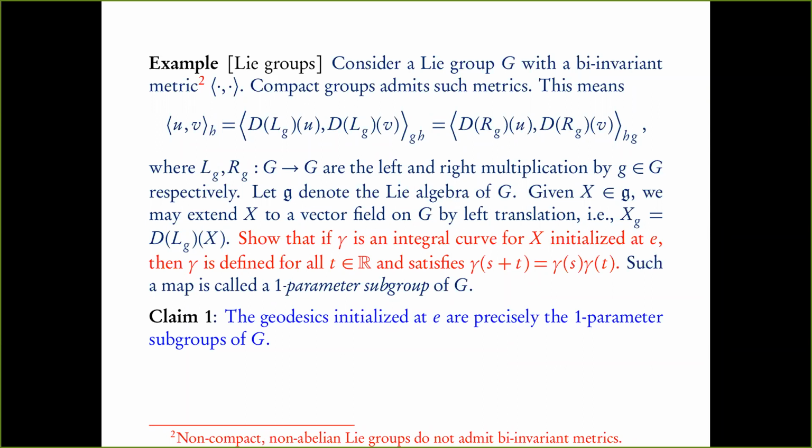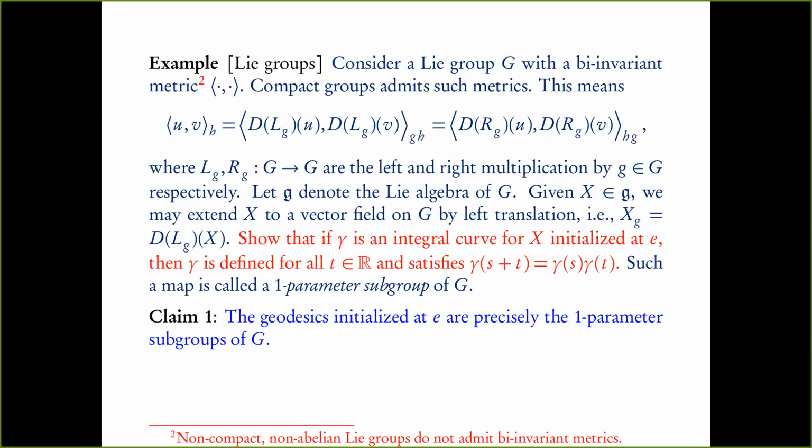The geodesics initialized at E are precisely the one-parameter subgroups of G. These are the geodesics for the bi-invariant metric that you have chosen. For the fixed bi-invariant metric, you look at these one-parameter subgroups, which are nothing but the integral curves for left invariant vector fields. The claim is that these are precisely the geodesics. That's very good, because you practically know what the geodesics are: they are the ones generated by the left invariant vector fields. Good. So how do we go about proving this?